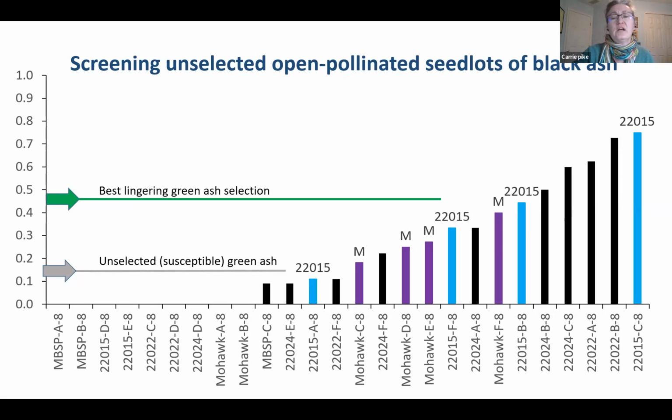You can see though, that compared to the best lingering green ash selection within that family, there were 2 individuals that were as good, if not better, than their best lingering ash. And these are not lingering trees. 22015 is a random selection.